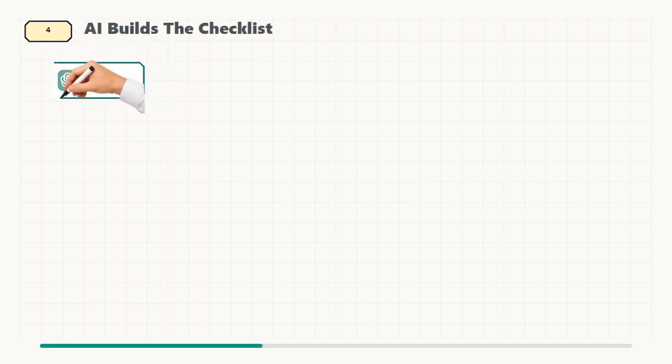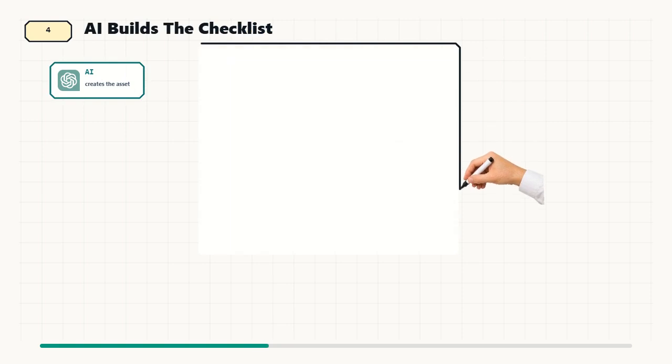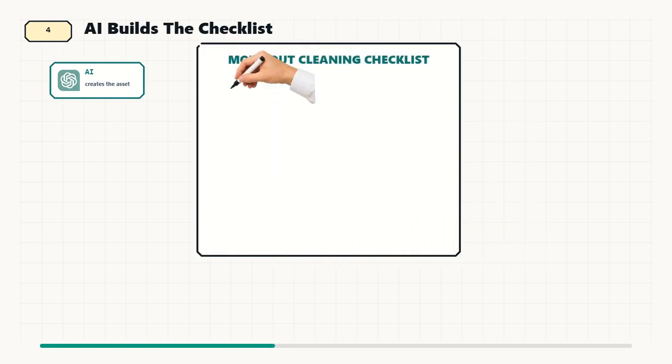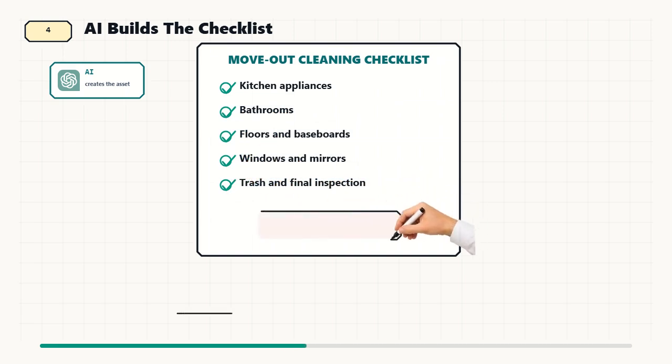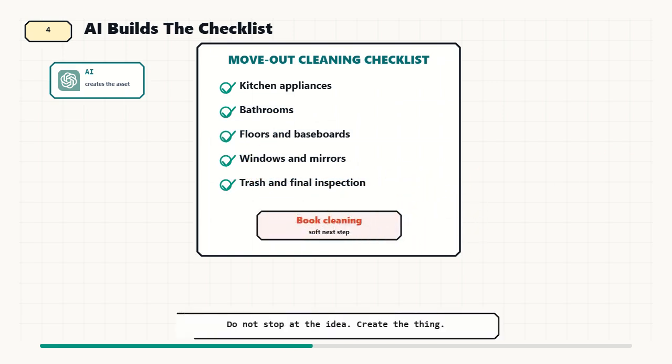Now Dave asks AI to create the actual checklist. Not just the idea, the real asset. The checklist covers kitchens, bathrooms, floors, windows, trash, and final inspection. At the bottom, Dave adds one soft next step. Need help? Book a move-out cleaning package. Now Dave has something useful to give before he asks for the sale.